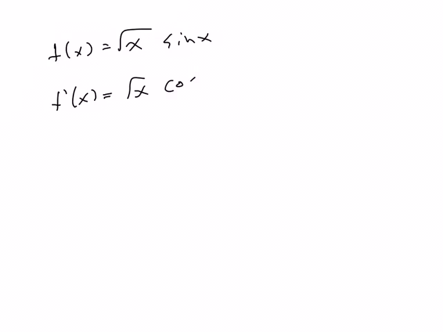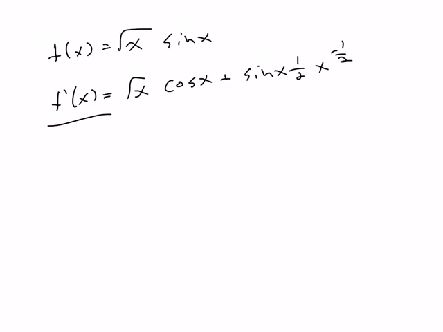Now let's look at the next problem. Oh, I'm just doing the odd ones. Let's go to the even ones. f of x is equal to the square root of x times sine of x. So f prime of x is going to be the square root of x times cosine of x plus sine of x times a half x to the negative a half, right, by the product rule.